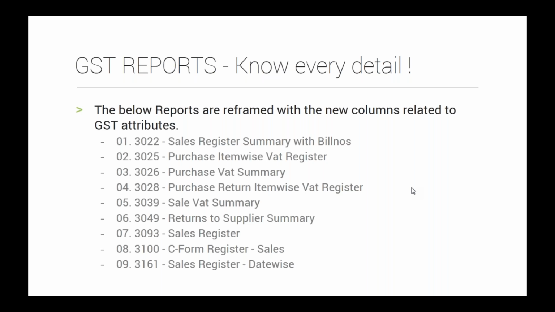The reports include sales register summary with bill numbers, purchase item wise VAT register, purchase VAT summary, sales VAT summary, purchase return item wise VAT register, returns to supplier summary, sales register, C-form register, and sales register date wise. The details of all these reports will be available in the RC 99.6 release notes. You can make a note of it and access the same using your practice admin also. Once you make any bill in your practice admin, you can check how the reports would be by opening any of these reports.